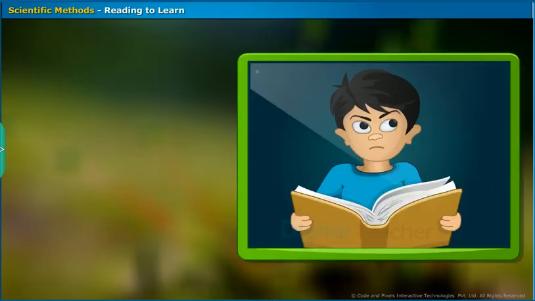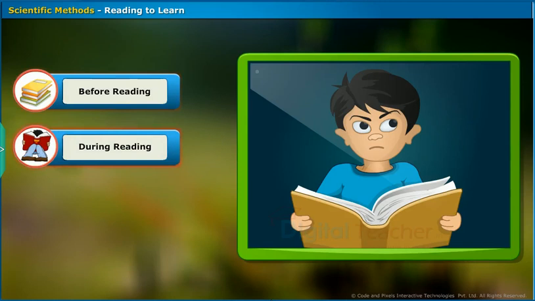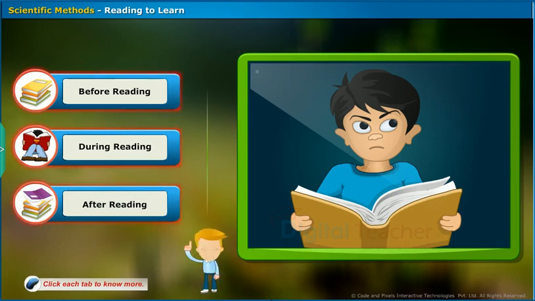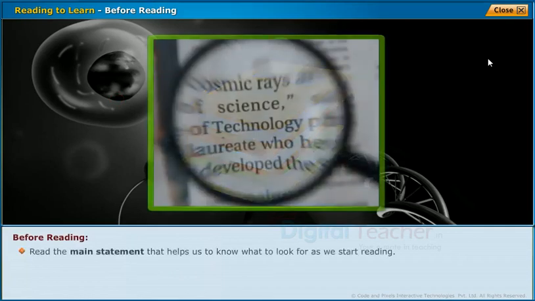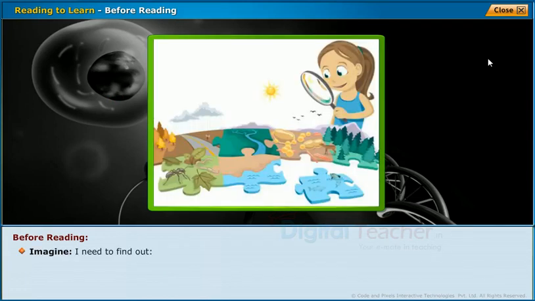Following are some of the strategies that help us to become good science readers: before reading, during reading, after reading. Click each tab to know more. Before reading. Read the main statement that helps us to know what to look for as we start reading. Imagine, I need to find out what are the parts of an ecosystem, how these ecosystems are organized.